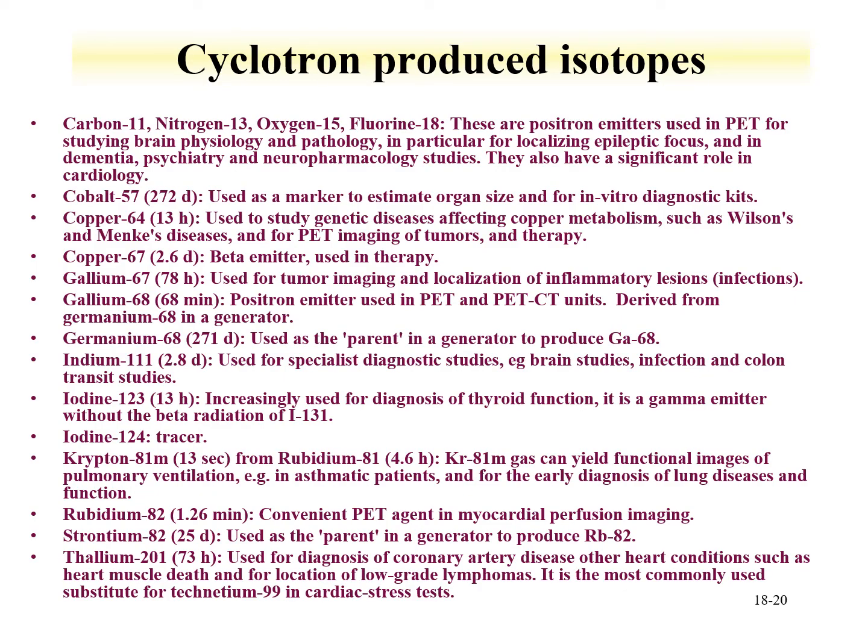A list of cyclotron produced isotopes is provided here. A number, in addition to fluorine-18, there's oxygen, nitrogen, and carbon isotopes that are also used for positron emitters.